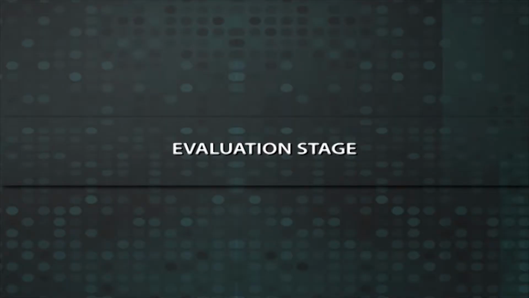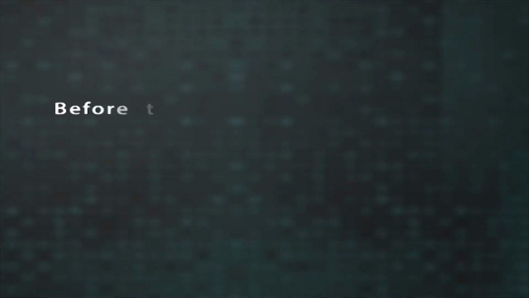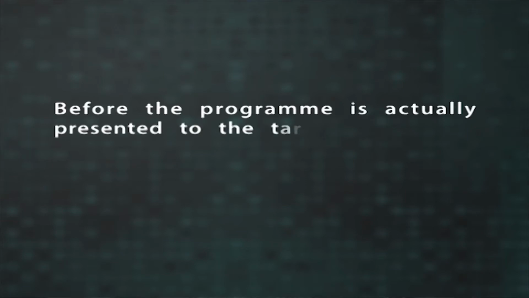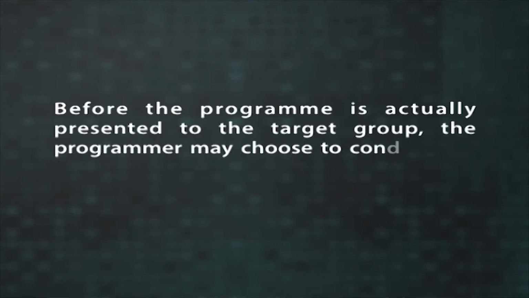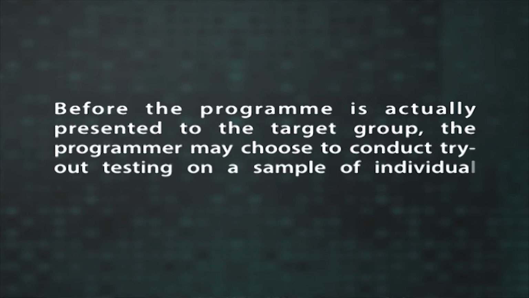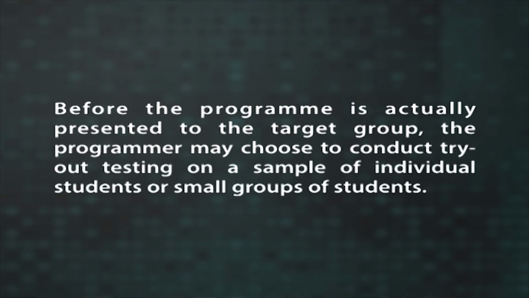3. Evaluation stage. This is the third and final stage of the program development. In this stage, the programmer attempts to test the efficiency and effectiveness of the program he or she has developed. Evaluation is done in the light of the results obtained from testing. Moreover, modifications and revisions are also made to improve the quality of the program. Before the program is actually presented to the target group, the programmer may choose to conduct tryout testing on a sample of individual students or small group of students.